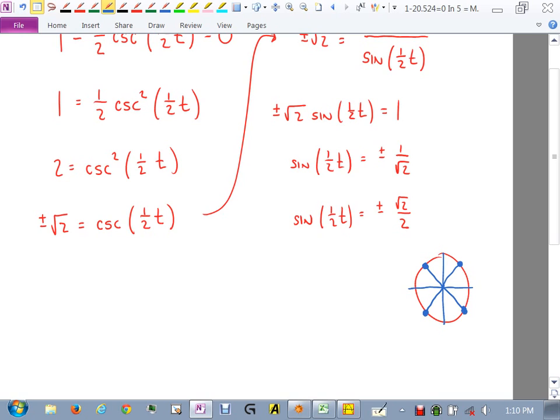Any of those 4 corners, your y value, because you're looking at sine, your y value is root 2 over 2, or negative root 2 over 2. We okay with this? So I want to know when my argument, the angle that I'm plugging into the sine function, is equal to one of those angles. But give me those angles in general. What's the general representation of these angles?